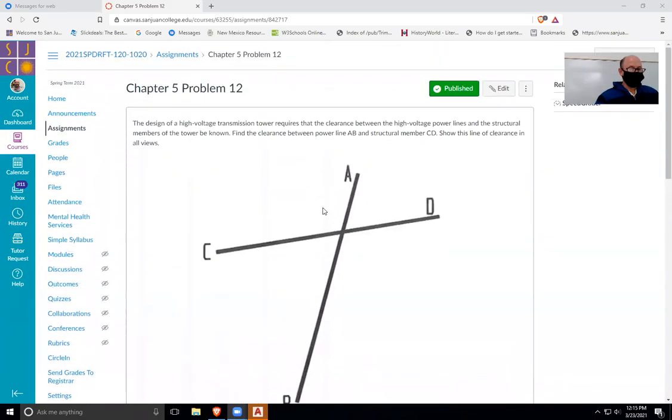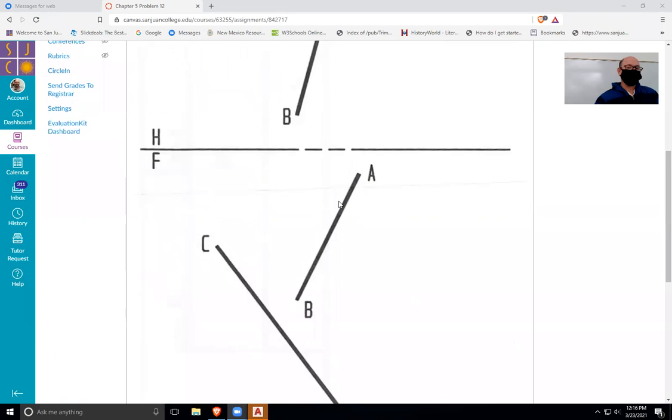Oh, previous reviews. Right. So the design of a high voltage transmission tower requires the clearance between these lines and, well, between the structural tower. So between line AB and line CD, show this line of clearance. So what were you saying? How did you approach it?